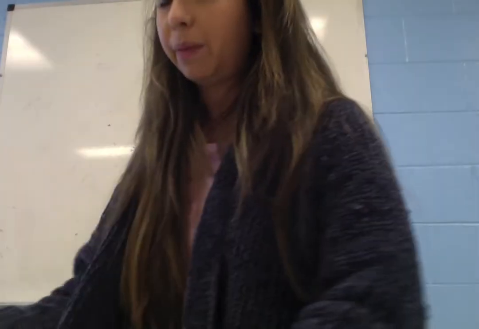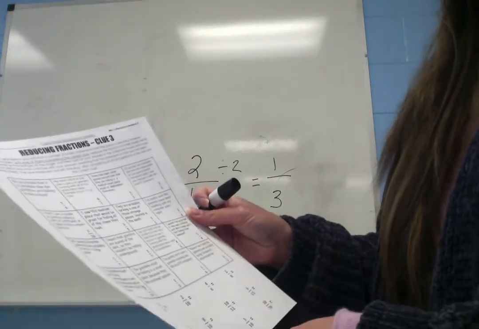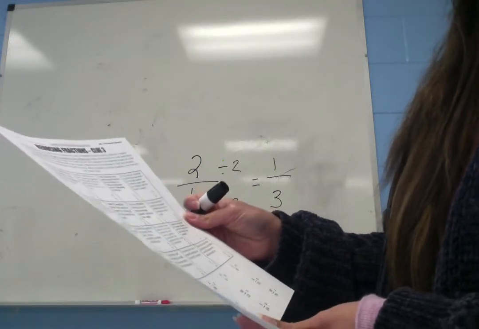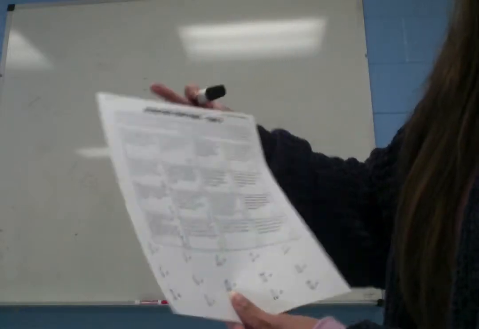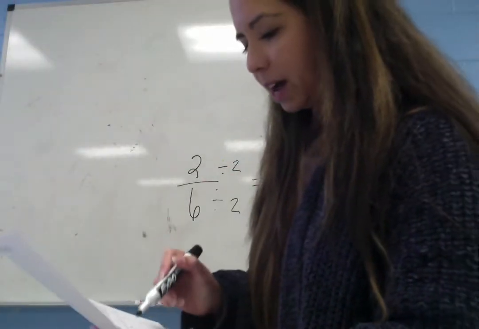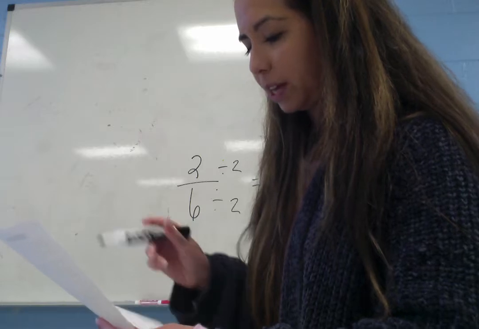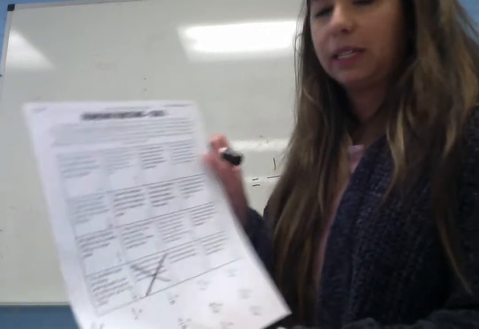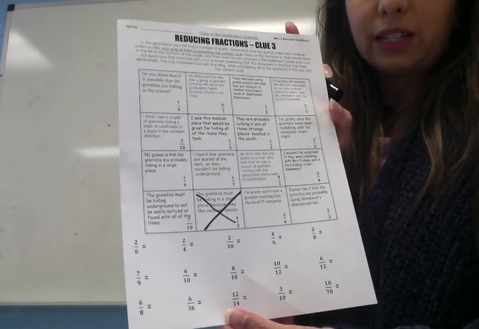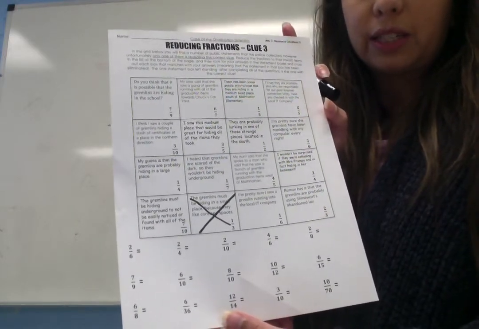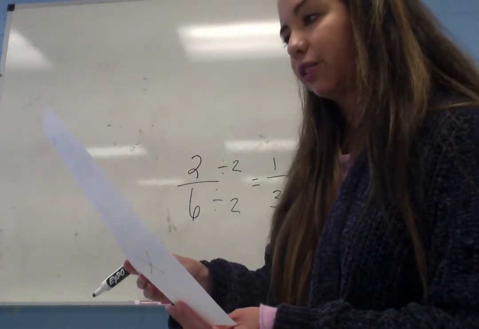I'm going to look at the grid, and you're going to find where 1/3 is, and it's right here. This box down here, the statement says, the gremlins must be hiding in a small place because they like confined spaces. I'm not going to read all of them today. You guys can read all those. So we're going to cross out 1/3 in that statement. So that's not going to be our correct clue.